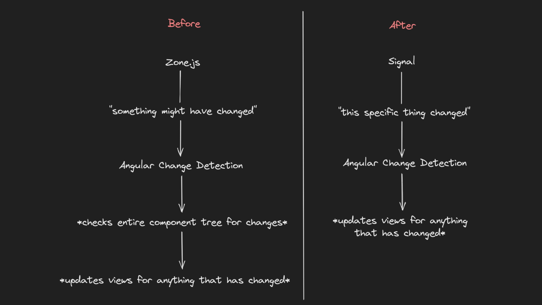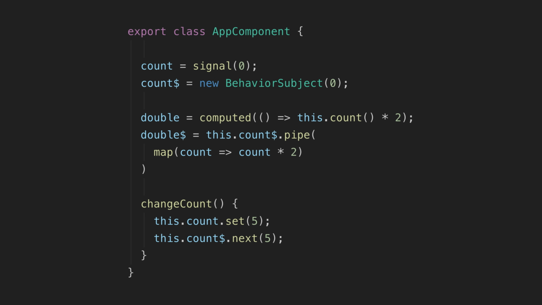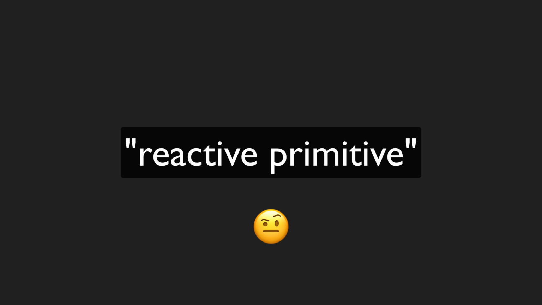So for the RxJS people, a signal is kind of like a behavior subject, but you can react to a signal changing without needing to subscribe to it to get the value out. And there are some other important differences, but I don't want to get too into the weeds in this video. So before we get into some more specific details, let's rewind a little and discuss what a reactive primitive even is and what purpose it would have in Angular.